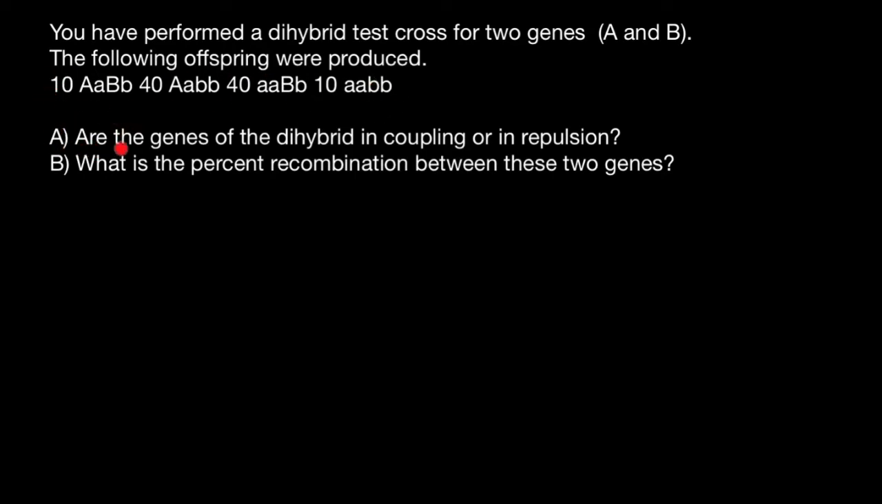You have performed a dihybrid test cross for two genes, A and B. The following offspring were produced, and here is a ratio and genotypes. Question A: are the genes of the dihybrid in coupling or repulsion? And question B: what is the percent of recombination between these two genes?